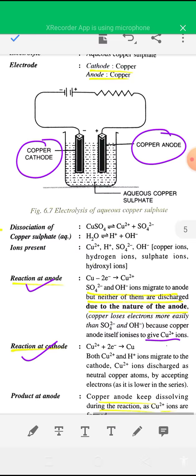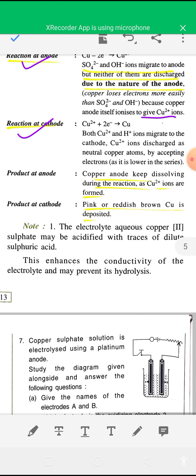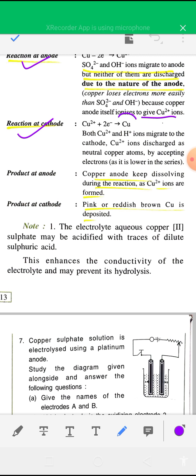So what will be the product? At the cathode you will get copper metal. At the anode the product will be Cu2+ ion: copper metal from the copper anode loses 2 electrons and is converted into Cu2+ ion and comes into the solution. Okay, so the copper anode keeps dissolving during the reaction as Cu2+ ions are formed at the anode. And the product at the cathode: pink or reddish brown copper is deposited.